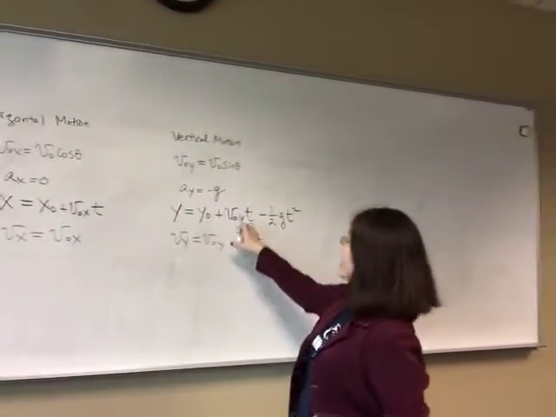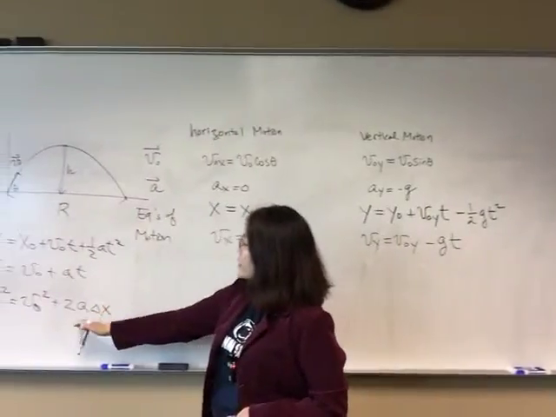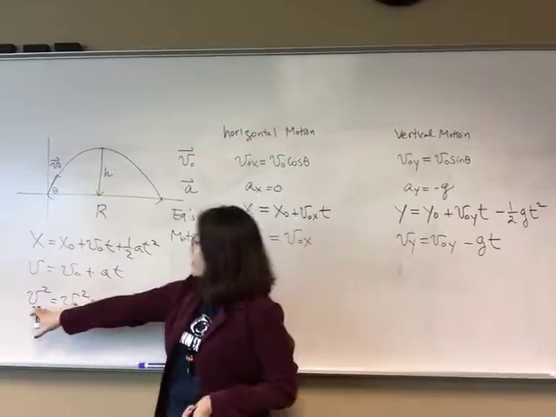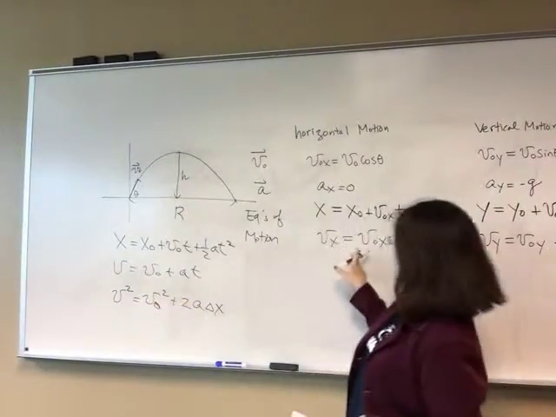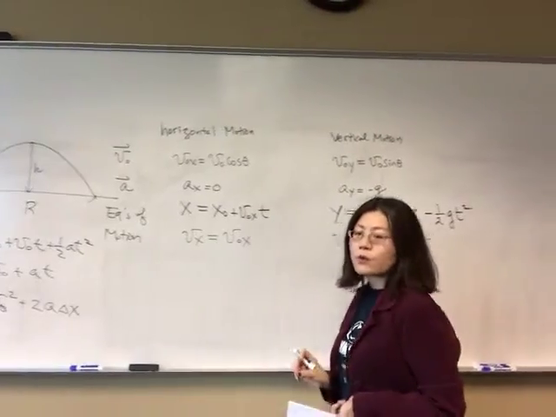Okay, you can see that your a here is negative g. What about the last one? The last one, because there's no acceleration in the horizontal direction, so this term goes away. So basically what you have here is just this. This is exactly the same. The final velocity is equal to initial velocity in the horizontal direction.